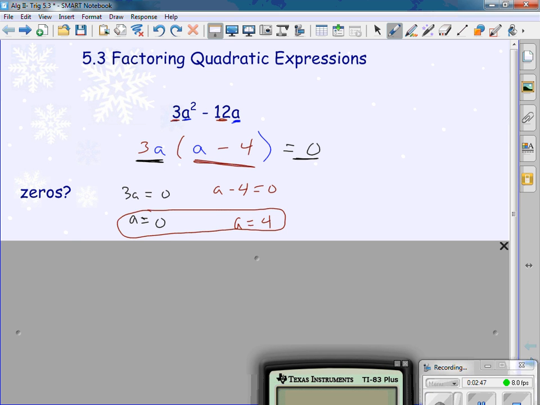This is my zeros, just to show you. If I substitute in this 0, 3 times 0 times a, or 0 minus 4. What's 3 times 0? 0. 0 times anything is 0, so that's true. Just to show you on the other side, 3 times 4, and then 4 minus 4. What's 4 minus 4? 0. Anything times 0 is 0.